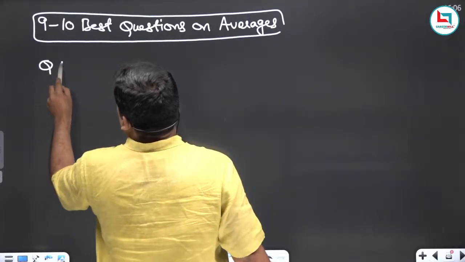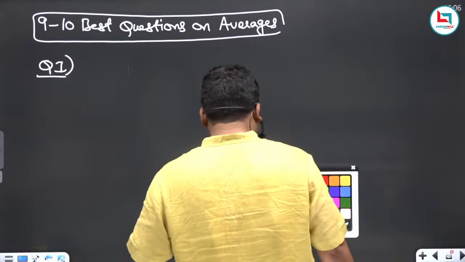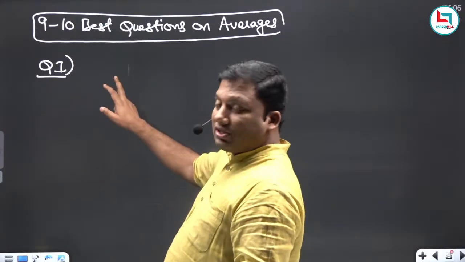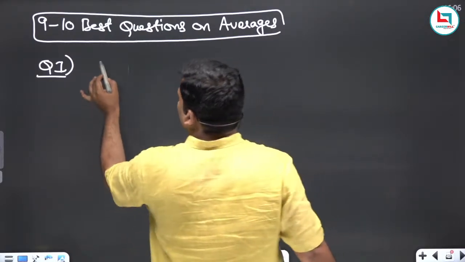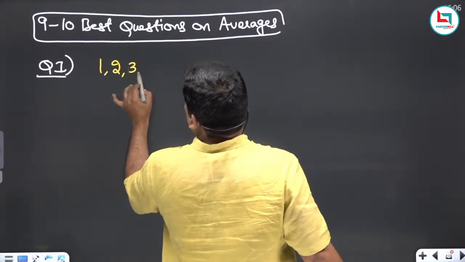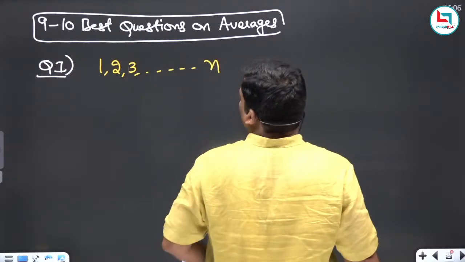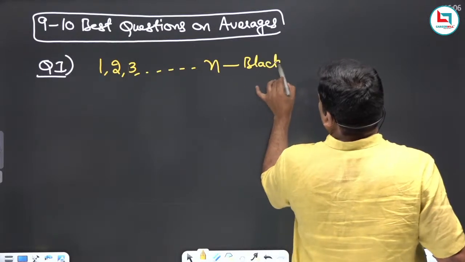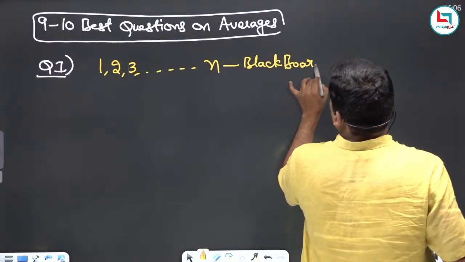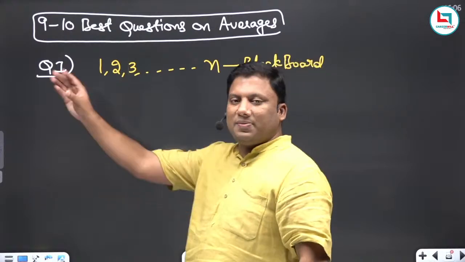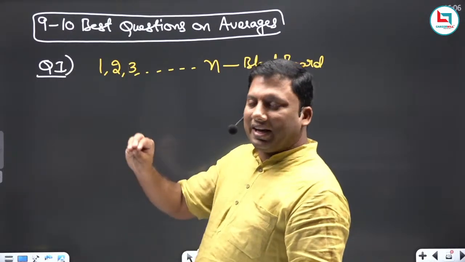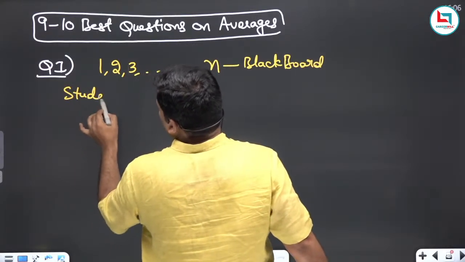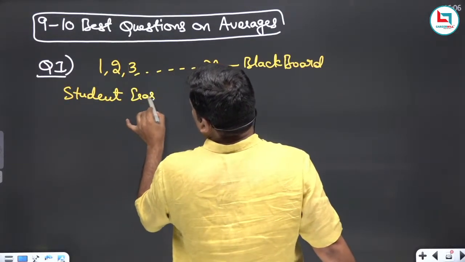Question 1. A teacher wrote all the natural numbers from 1 to n on the blackboard. And the teacher asked a student, find the average of the numbers. A student being naughty, he came and erased one number.